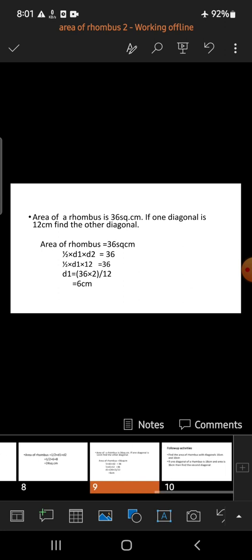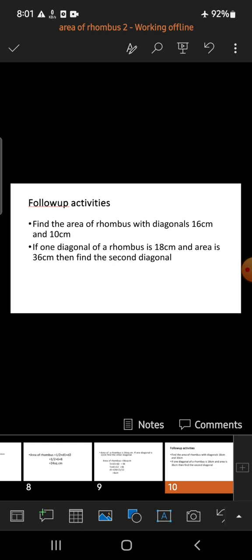Okay. Now there are some follow-up activities like find the area of rhombus with diagonals 16 centimeter and 10 centimeter. And the next one, if one diagonal of the rhombus is 18 centimeter and the area is 36 centimeter, find the second diagonal. Okay, so let me conclude this section.